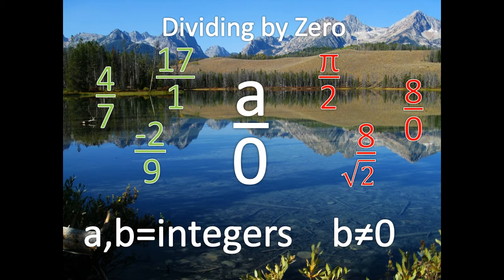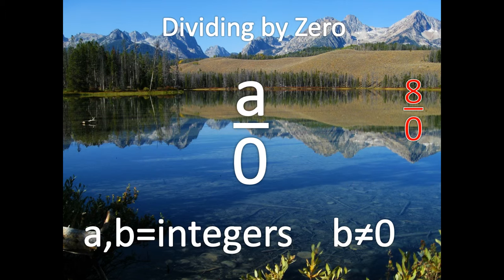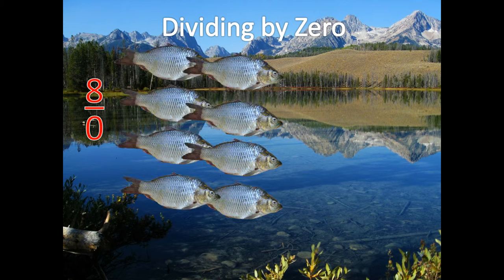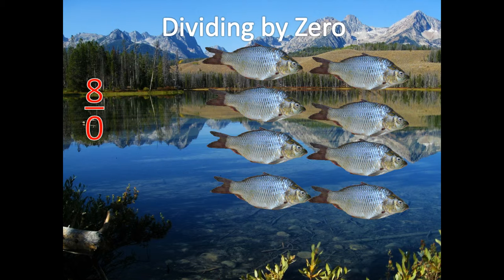So let's take a look then at dividing by 0. This is something that we're going to see is impossible to do. So let's take a look at this example of 8 divided by 0. Let's say that we have 8 fish. Now let's say that we want to divide these 8 fish up. So let's try and do it by 0.